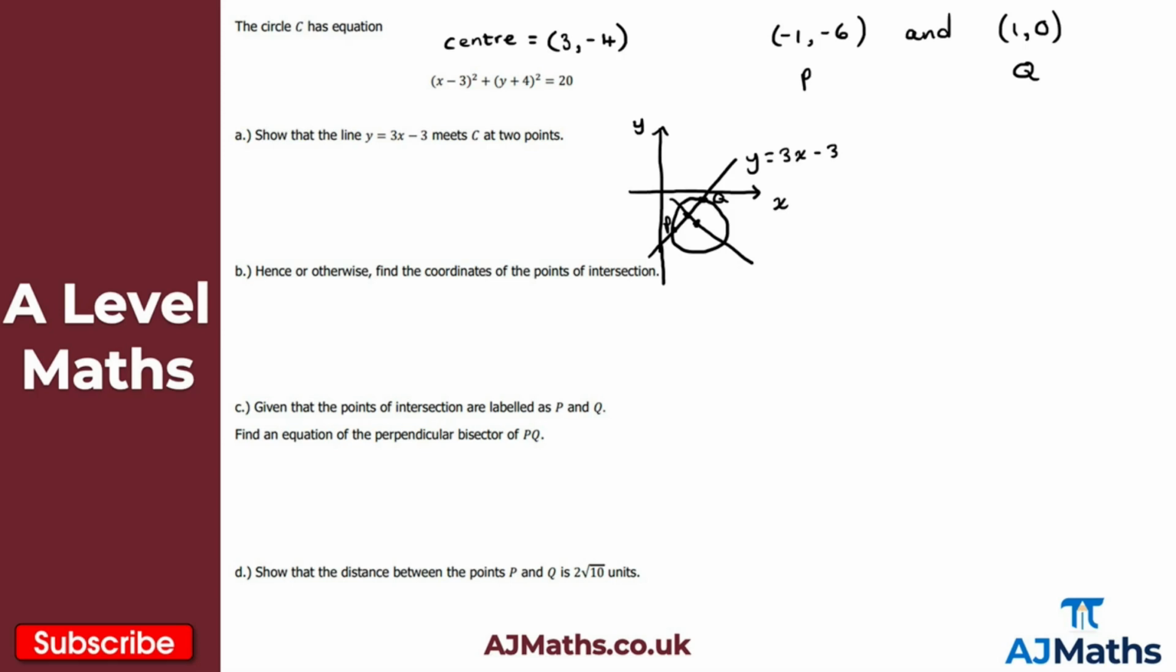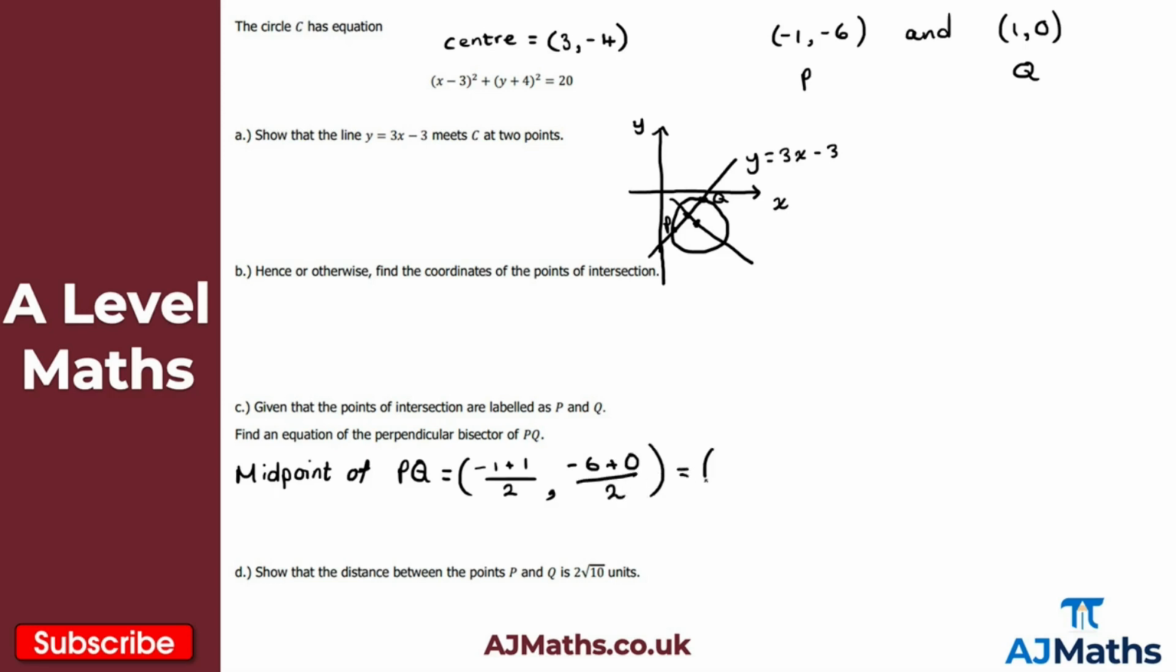So clearly the first thing we need here is the midpoint of that line segment PQ, so from P to Q. The midpoint of PQ, we just average the x coordinates and average the y coordinates. So minus 1 plus 1, divide that by 2. Do the same then with the y coordinates. So minus 6 plus 0, divide that by 2.